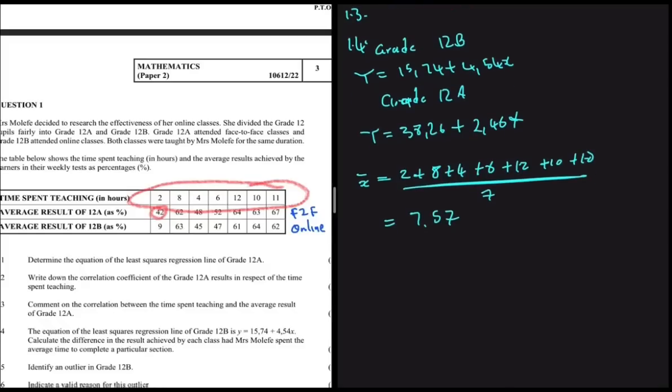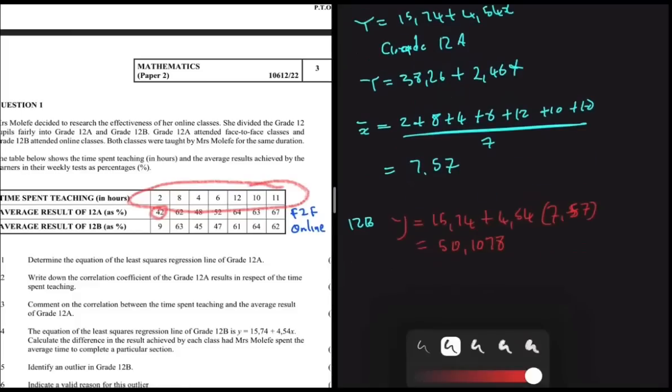We can then substitute it into our two equations. So what are we saying? For 12B, we're going to have y equals 15.74 plus 4.54, and in place of x, we put in the average time, which is 7.57. If you put that in your calculator, you should get 50.1078.